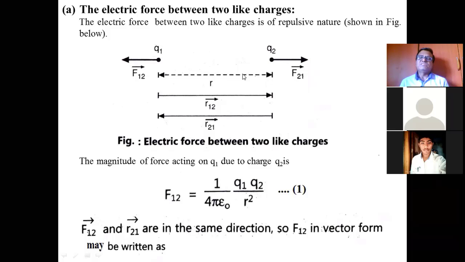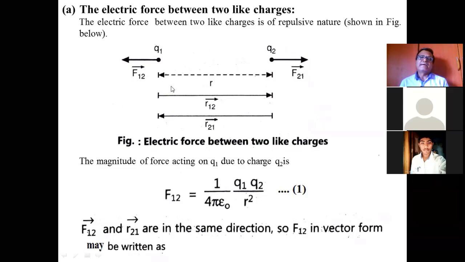In between these two charges, there is a repulsive force. If we consider the force exerted on charge q1 due to charge q2 is F12 bar, the direction of F12 bar is in this way. Similarly, if we consider the force exerted on charge q2 due to charge q1, the F21 bar is in this direction because there is a repulsive force. Because it is a repulsive force, F12 bar and F21 bar are oppositely directed.